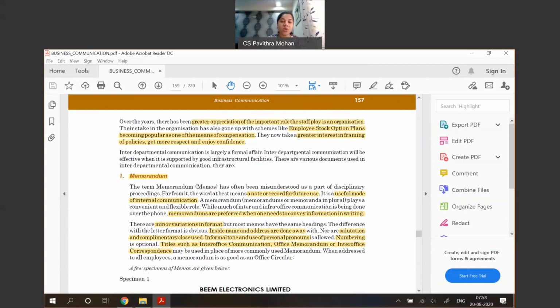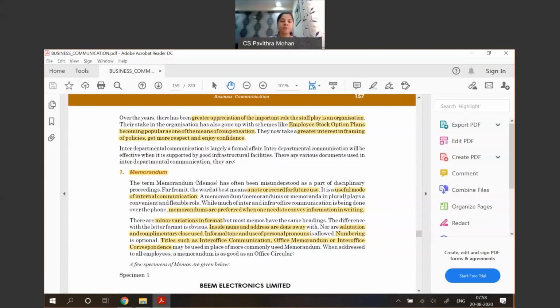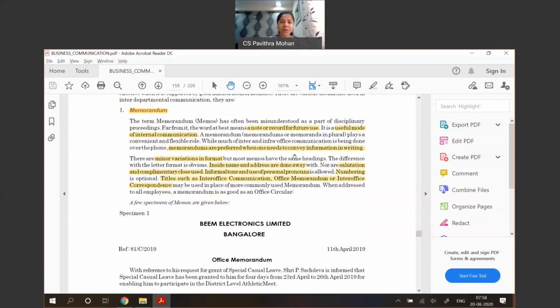So hence we are giving more benefits to the employees, like ESOPs, that is employee stock options, where a certain amount of shares are offered to them when they give certain reliable and important information to the organization and help the organization grow. Okay, so with this kept in mind, giving more importance to the employees, we have all these communication systems within the organization. So the first format, what is it?